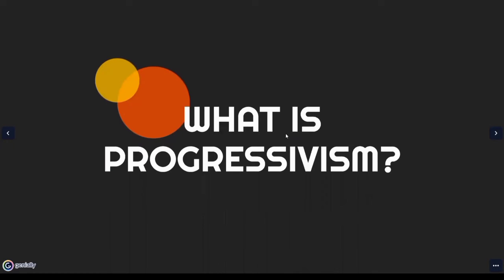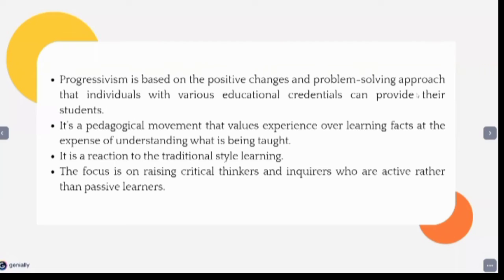What is progressivism? Progressivism is based on the positive changes and problem-solving approach that individuals with various educational credentials can provide their students. It's a pedagogical movement that values experience over facts at the expense of understanding what is being taught. It is a reaction to the traditional style of learning. The focus is on raising critical thinkers and inquirers who are active rather than passive learners.